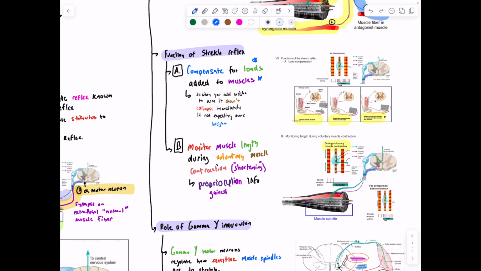I'm going to contract my arm a little bit more. No, we want it to be a reflex. And so that's the first function of the stretch reflex: compensate for loads added to muscles.